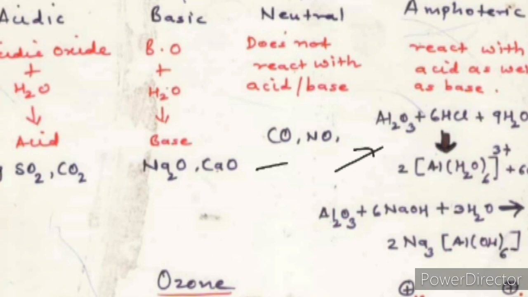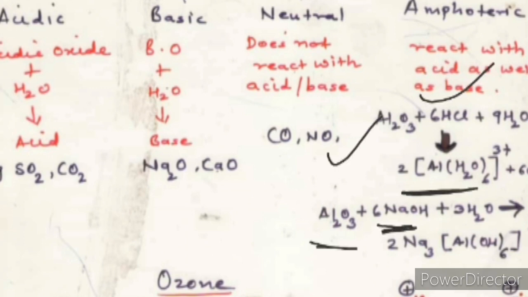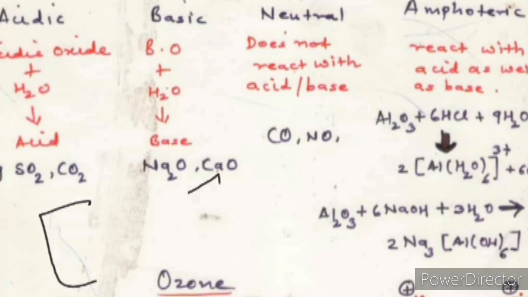Let's look at this reaction now. This is important for your exam. Here we can see that alumina, that is Al2O3, dissolves in hydrochloric acid to give a complex, [Al(H2O)6]3+. So alumina dissolves in HCl to form a soluble complex. Alumina dissolves in sodium hydroxide to form a sodium complex, a soluble complex. A complex means a species which is written inside the square bracket. Next compound is ozone. About this compound we will study in the next class.